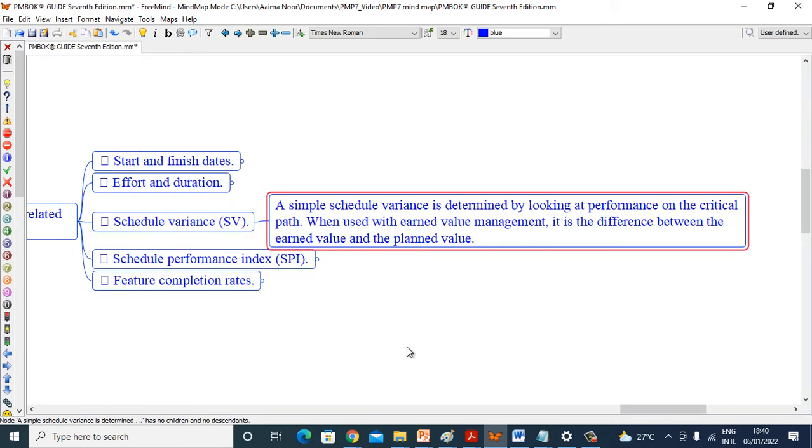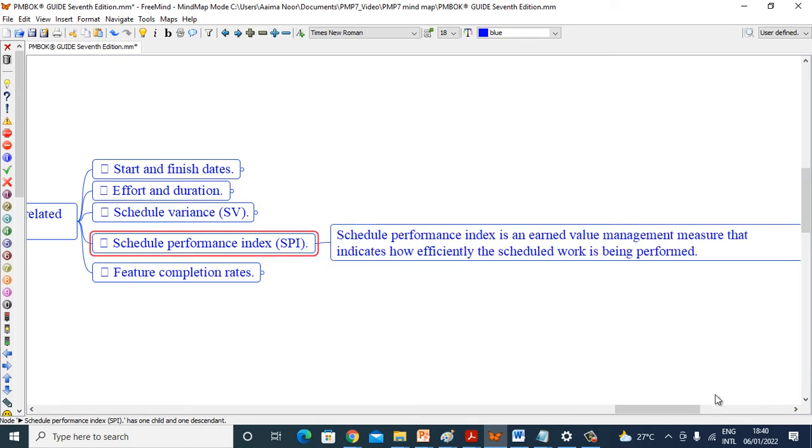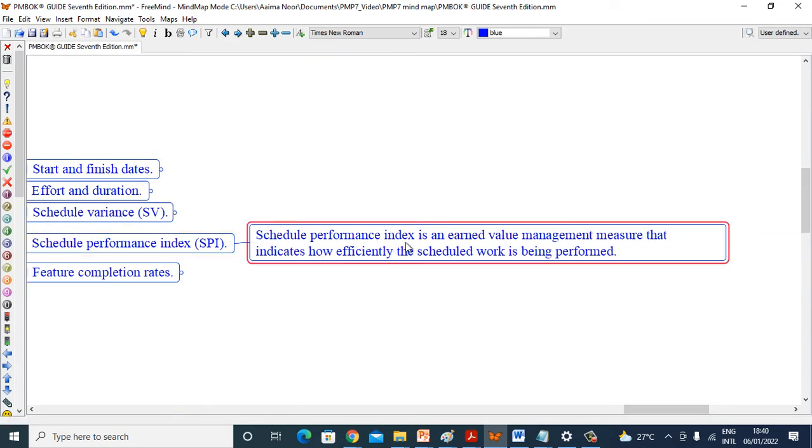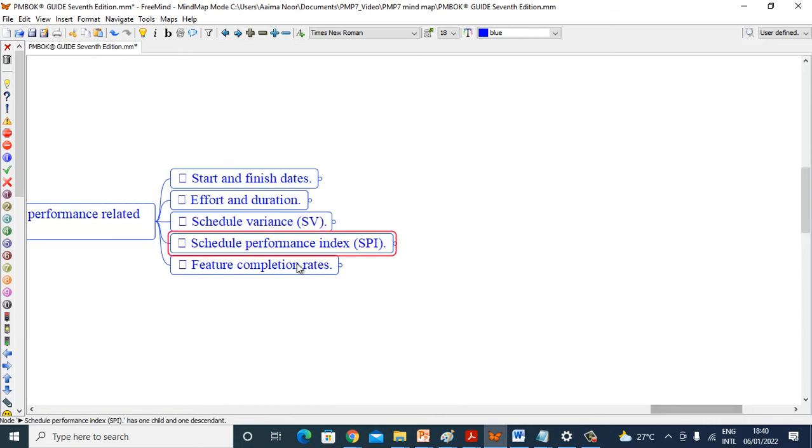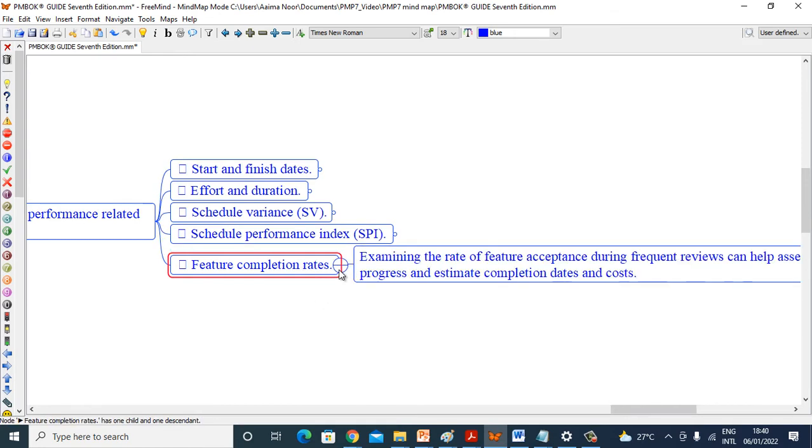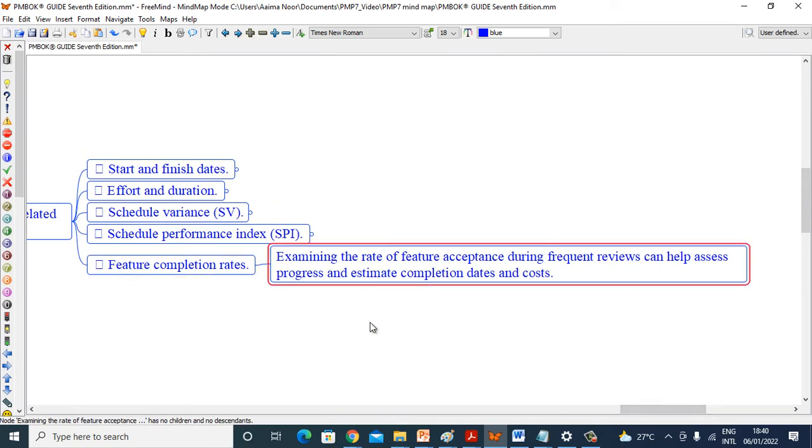Schedule variance. A simple schedule variance is determined by looking at the performance on the critical path when used with earned value management. It is the difference between the earned value and the planned value. Schedule performance index. Schedule performance index is an earned value management measure that indicates how efficiently the scheduled work is being performed. Future completion rates. Examining the rate of feature acceptance, frequent reviews can help assess progress and estimate completion dates and cost.